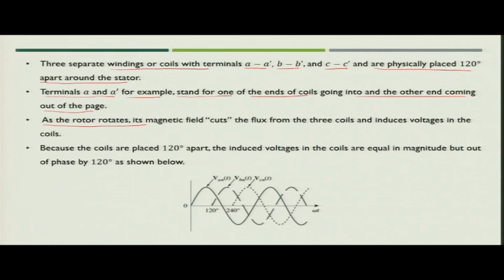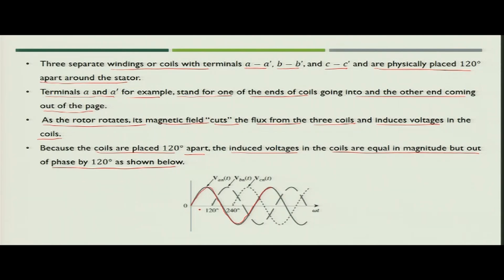Now, when the rotor rotates, as we saw, the magnetic field will cut the flux from these coils and the voltage will be induced in these coils. Since the coils are placed 120 degrees apart, the induced voltages in the coils are equal in magnitude, but out of phase by 120 degrees. The moment you see the magnet cutting the phase A coil, that is A dash coil, you will see that the voltage is building up in coil A.